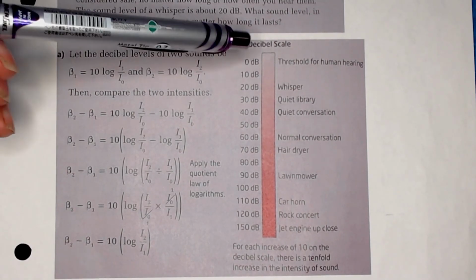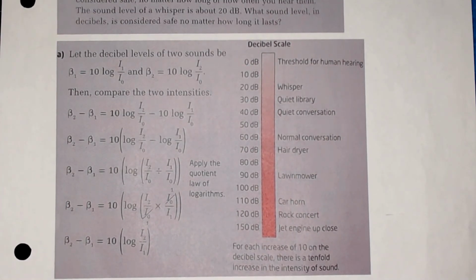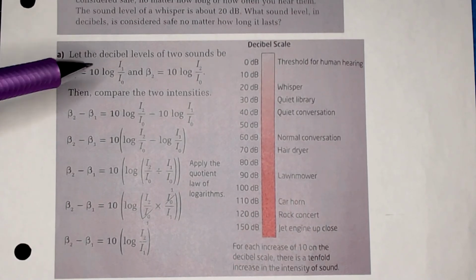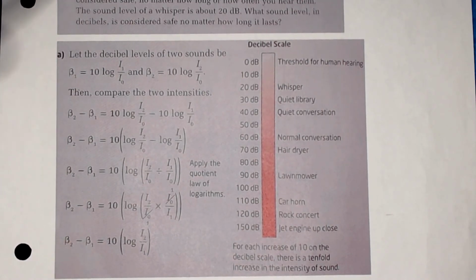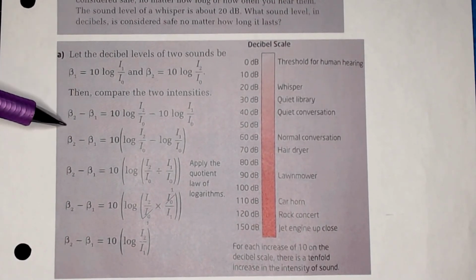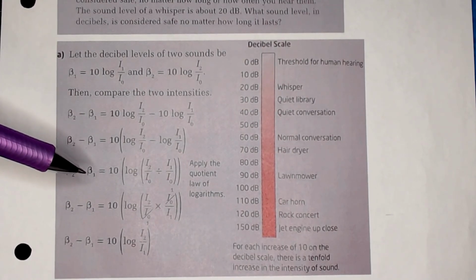So in the bottom, there's an explanation of that question. On the right-hand side, there's a decibel scale. You can kind of see what sort of things happen at each volume level. So lawnmower and up, you should be wearing hearing protection. In this question, we're going to let the decibel levels of the two sounds be B1 and B2. What we're going to do is compare the two intensities. So we know from the question that we have a decibel level of 110 for the headphones and 85 for the chainsaw. Now, when we have minus the values, then that means we're going to be dividing.